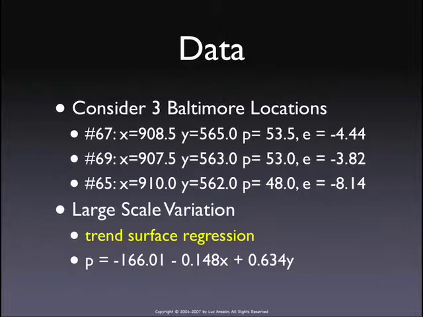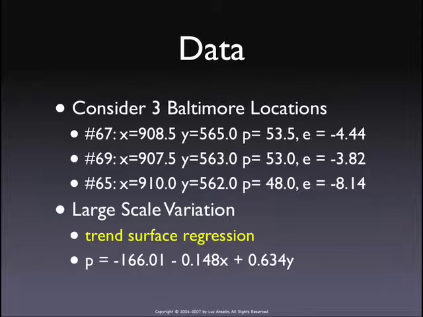67, 69, and 65. We have a model for the mean. This is our model for large-scale variation, which is a linear trend-surface regression. So this is the price of the house. We regress the price of the house on its x-coordinate and its y-coordinate. Linear. This is just simply this plane I showed you in the previous lecture. You had this plane fit through the little points for Baltimore. That's what it is. This is the plane.